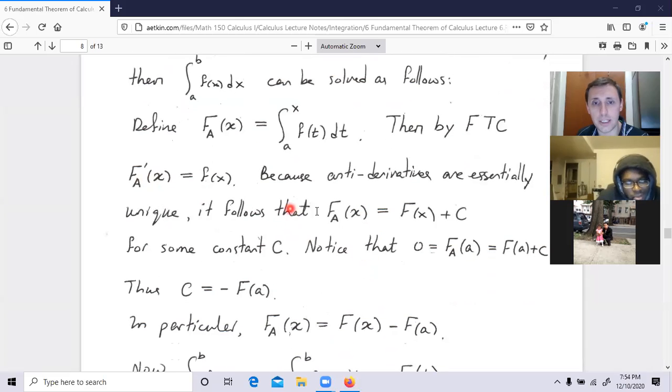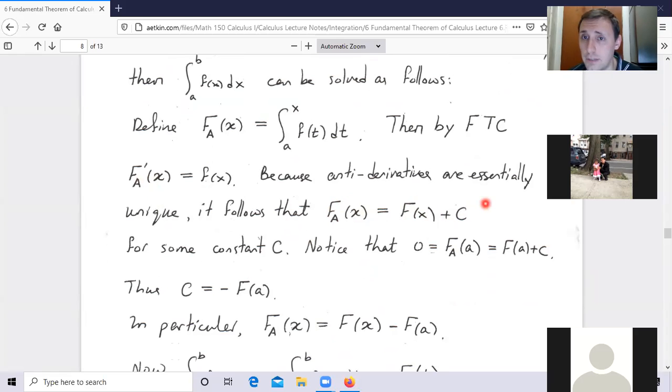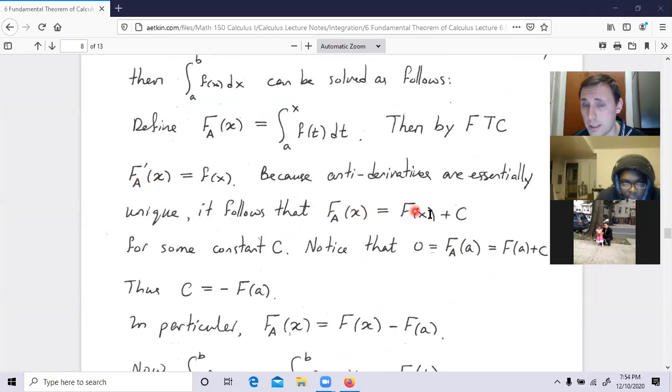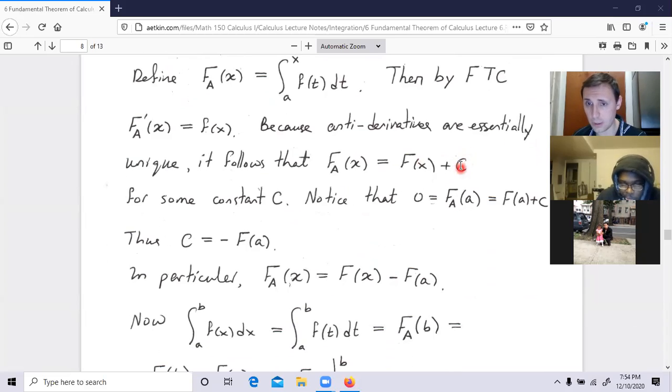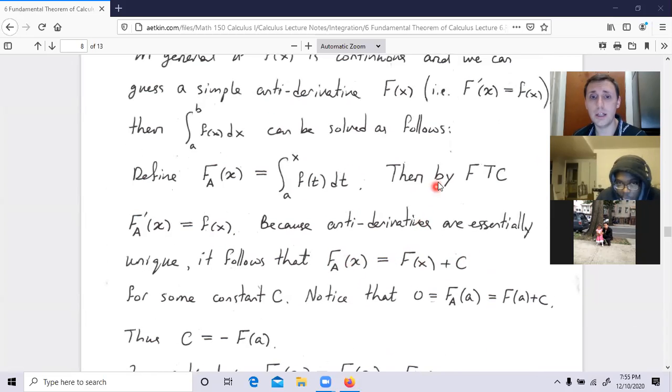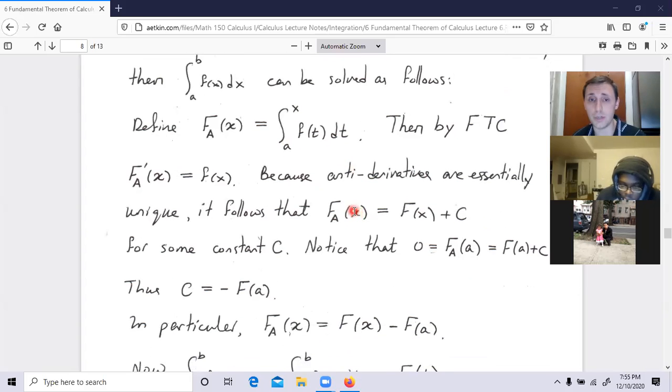So what do we get? We get capital F sub A of x is equal to any other antiderivative I'm able to find plus a constant. If I'm able to find another antiderivative, they're all related by a constant, right? As soon as I find one antiderivative, every other antiderivative is the same thing plus some constant. Now, I need this constant because I need to deal with a particular antiderivative. This capital F sub A is only easy to evaluate at the point A, because if I plug in A, it's the integral from a number to itself, which is zero, right?